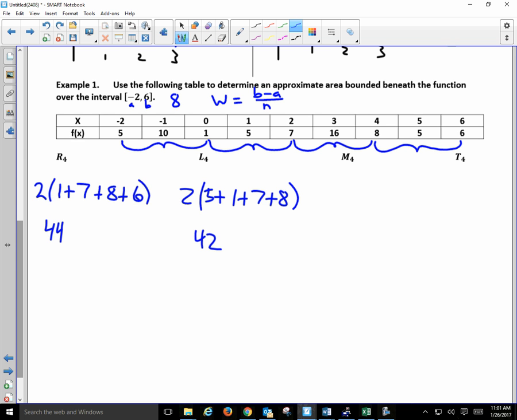Here's a mistake that a lot of people make right now. When they go to the midpoint, for some reason they change the width. The width of the rectangle stays the same.